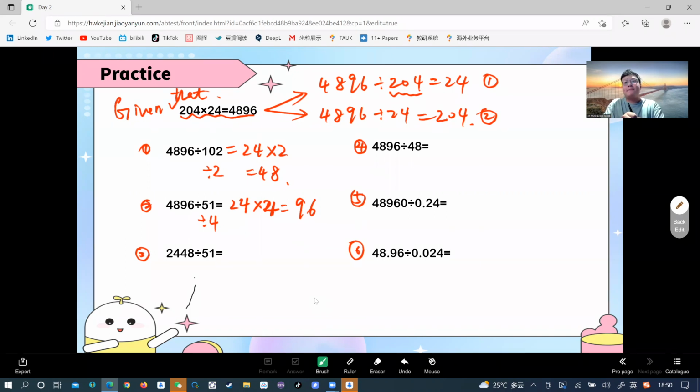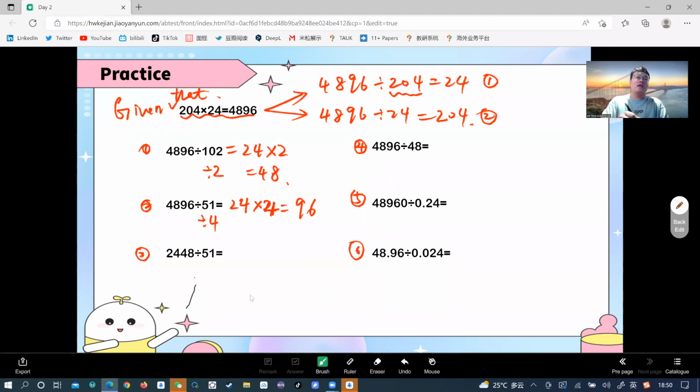Okay, question number 3. What's the answer? Tell me. So this time I changed the dividend and divisor at the same time. So what's going to be the final answer? Everyone tell me. Do not type any spam in the chat box, just type the answers. Okay, what's your answer? Yes, it's 48.